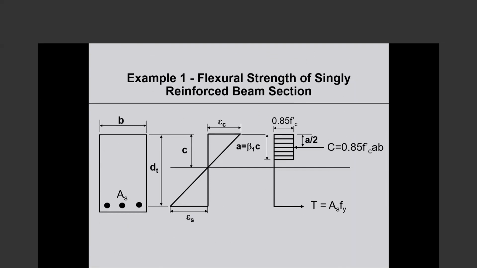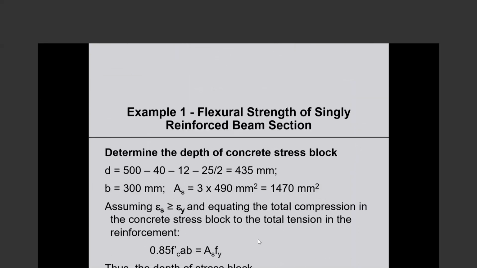We will calculate the flexural strength of this section. It's a singly reinforced beam section, meaning there is no compression reinforcement, only tension reinforcement. This is the same picture as before, nothing to add. The section, the strain distribution, the stress distribution is a rectangular stress block as described earlier.